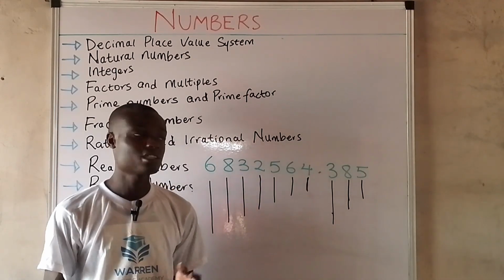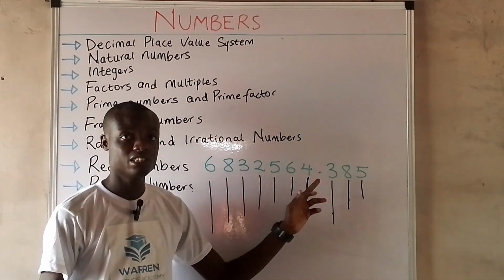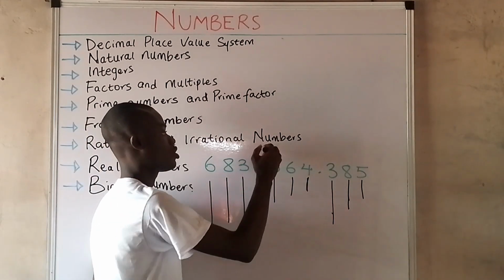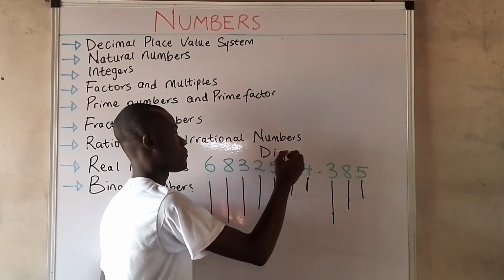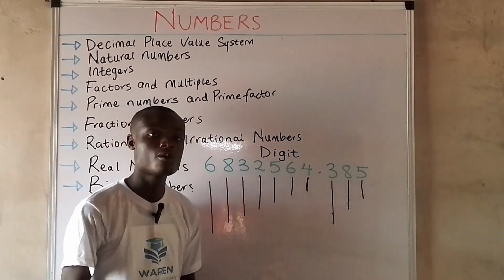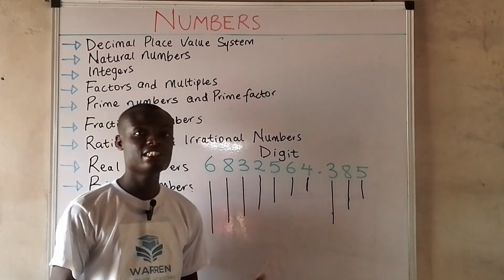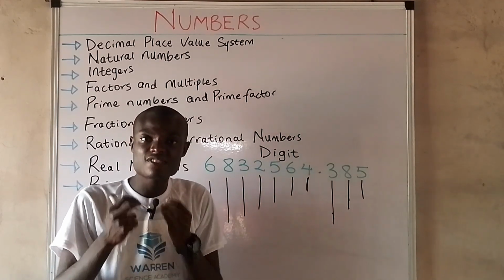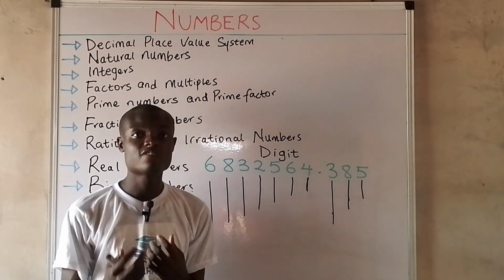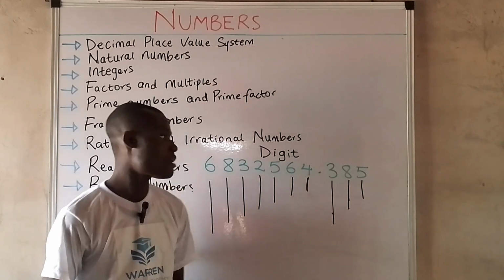When we are given numbers, we have various numbers within it. Each of these numbers is called a digit. So 6 here is a digit, 8 is a digit, 3 is a digit. But when we look at these digits, they have a particular place value within this number. So we're going to look at the place value of each of these digits.